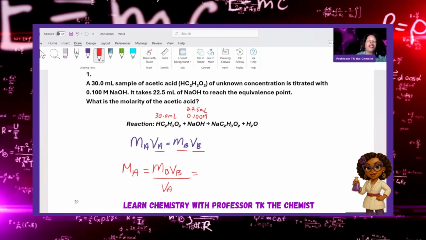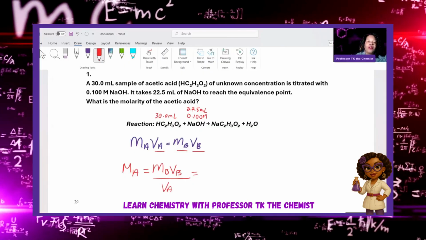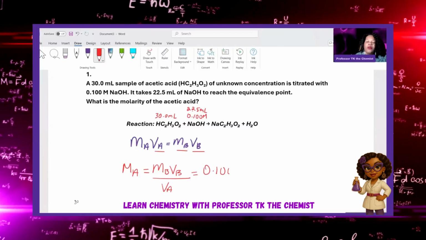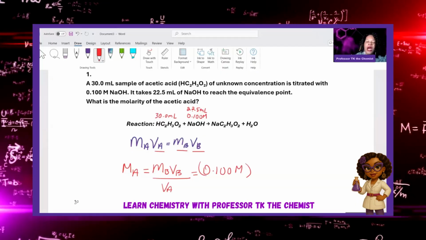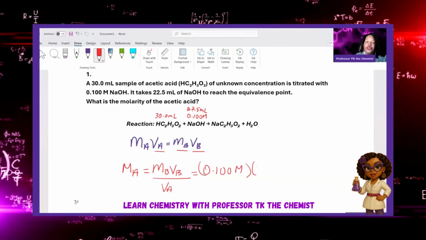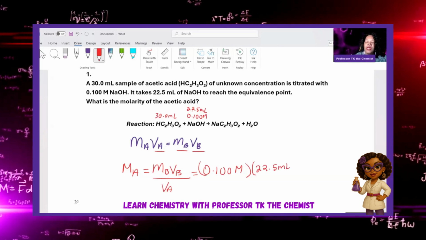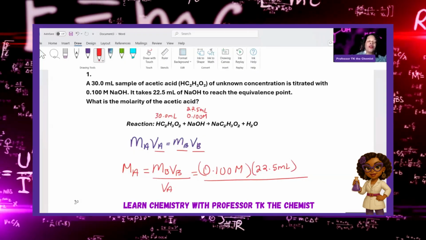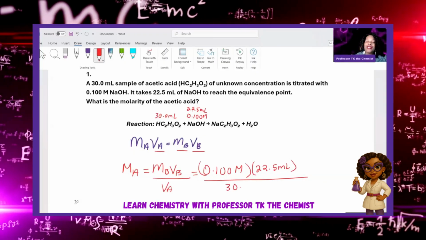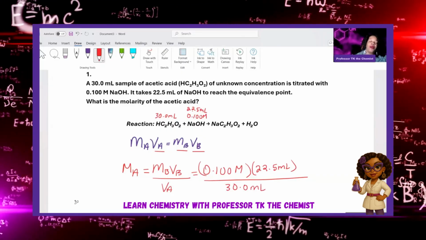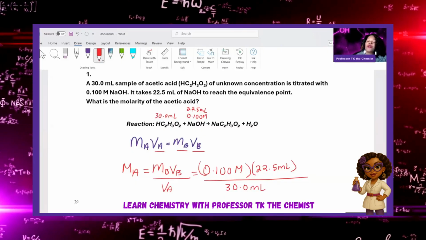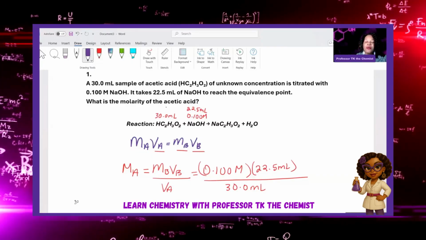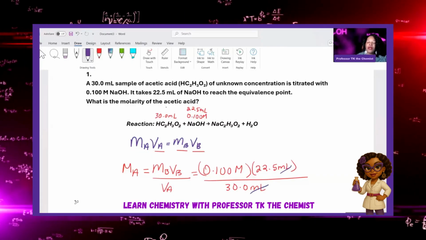All you need to do is plug in the numbers here: 0.100 molarity times the volume of the base, which is 22.5 milliliters. Normally you want to make sure that your volume is in liters, but in this particular case, your milliliters units are going to cancel out, so there's no need to convert. Your volume of the acid goes on the very bottom, which was the 30.0 milliliters. You're going to cancel out your milliliters, and we're going to plug this into our calculator.